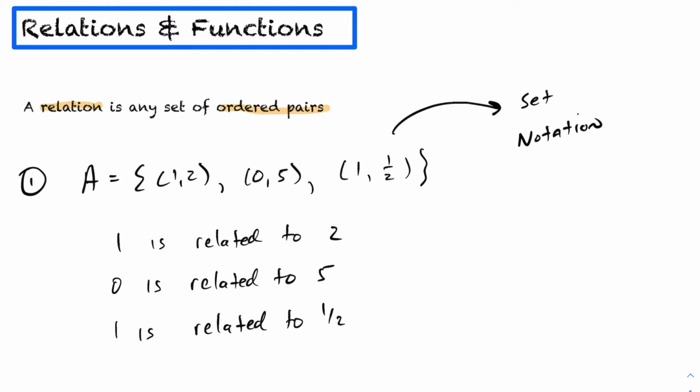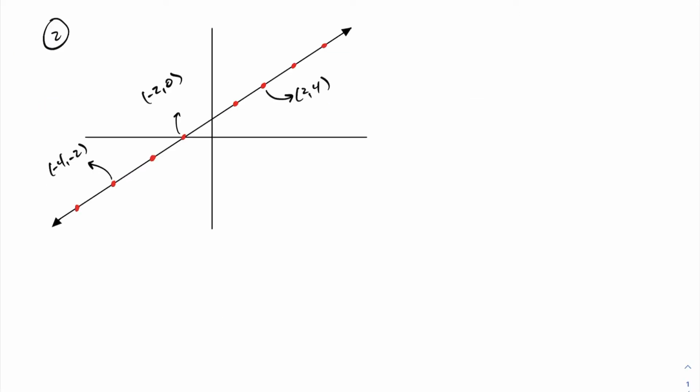Let's take a look at a relation that is not expressed in set notation. So moving on, we can also express relations graphically. You'll notice here along this line, this linear relation, we have an infinite number of points. I've highlighted some of the points here to discuss, but like I was saying, there's an infinite number of points on this relation here, unlike the previous example, which only consisted of 3 relations. We have an infinite number of relations in this set here, and in this case here, you could say that 2 is related to 4, negative 2 is related to 0, and negative 4 is related to negative 2. So relations can also be expressed graphically in this manner.